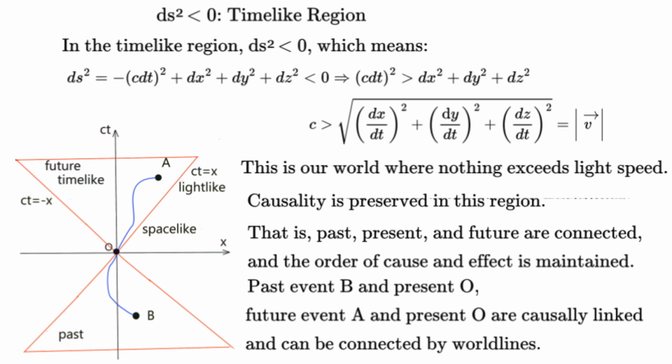Time-like region: ds squared less than 0. The time-like region has ds squared less than 0, meaning this is our world where nothing exceeds light speed. Causality is preserved in this region. That is, past, present, and future are connected, and the order of cause and effect is maintained. Past event B and present O, future event A and present O are causally linked and can be connected by world lines.